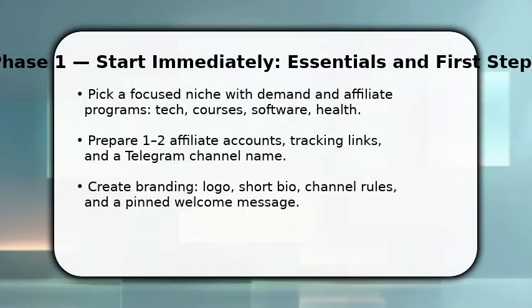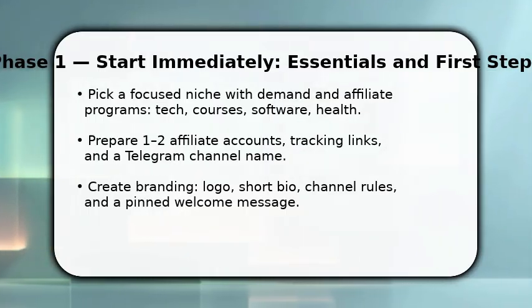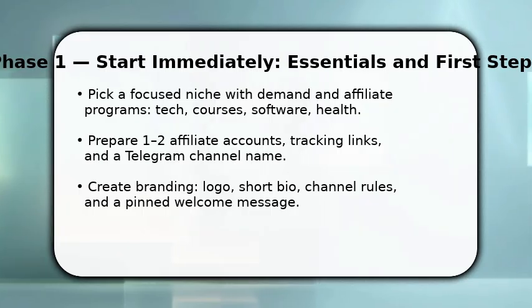You start by choosing a profitable niche and opening 1-2 affiliate accounts. This gives you links to promote immediately. Once done, set up your Telegram channel name, logo, and a concise bio so people know what to expect.